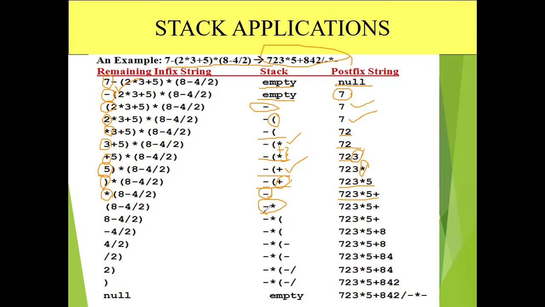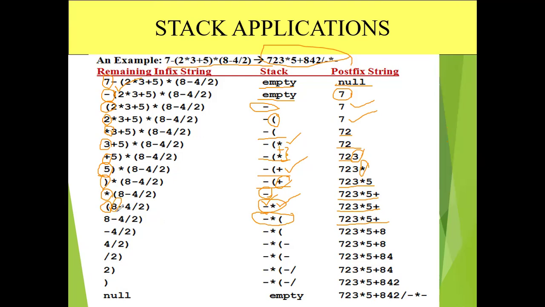If higher priority is already there and you are trying to place lower priority, then pop the higher priority and place the lower priority. But here the lower priority is in the stack, so now place the higher priority onto the stack. The stack consists of minus, multiplication, and the postfix string is 7 2 3 * 5 +, same as it is. Next, again a left parenthesis, place it into the stack. The result is the same as it is.